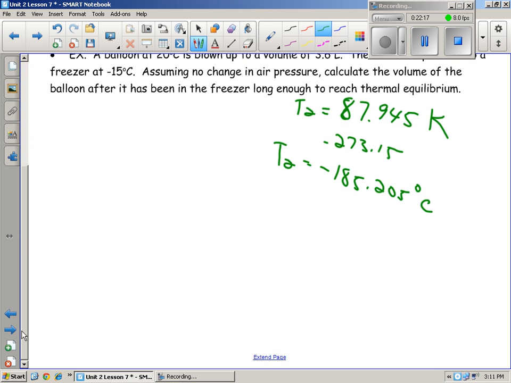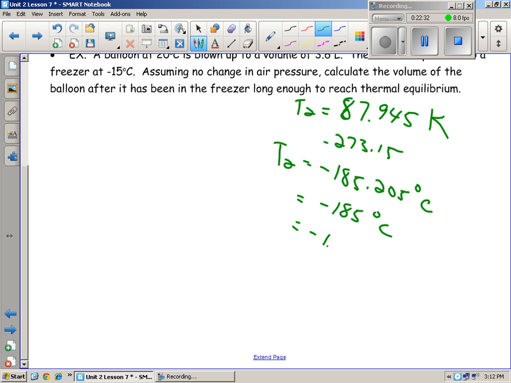So I go back down here and I say, how am I going to get 2? Even if I did a negative 185 degrees Celsius, that's still 3. So the only way to get 2 is scientific notation. Okay? So you can see the problem here.